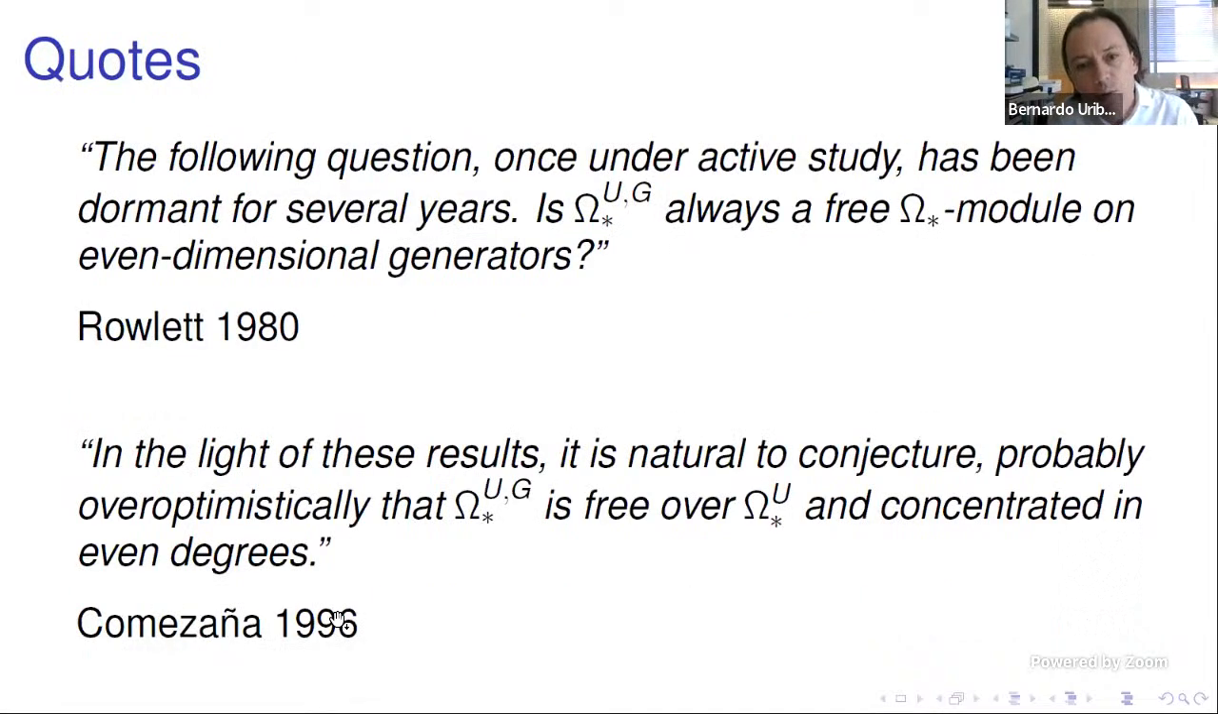So this question was written in the 1980s, because the specific calculations were done for every abelian group in 1980 by Rowlett. It was somehow restated by Comezaña in this big book on equivariant homotopy theory that was edited by Peter May, the Alaska book, I think it's called. Jose Cantarero might correct me. I don't recall how it's called. It's the Alaska Proceedings, if I recall, this book on which many results on equivariant homotopy theory were written.